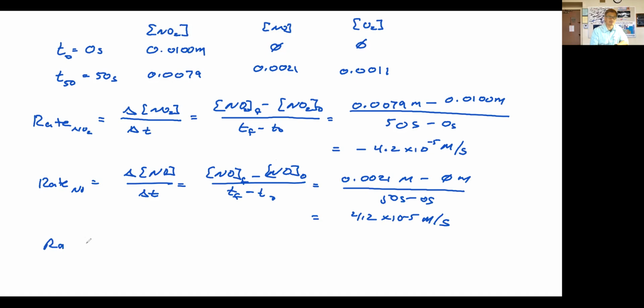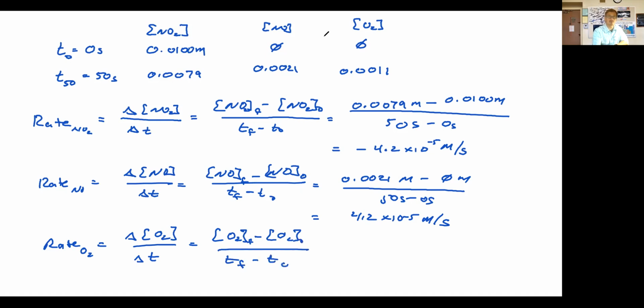Finally, I'm not going to narrate this too much, so I'm just going to write this down. The rate at which oxygen gets consumed: change in the concentration of oxygen over the change in time, oxygen final minus oxygen initial. I'm sorry, I hate to make this so repetitive, but I want you to get into your head how we calculate this rate right here.